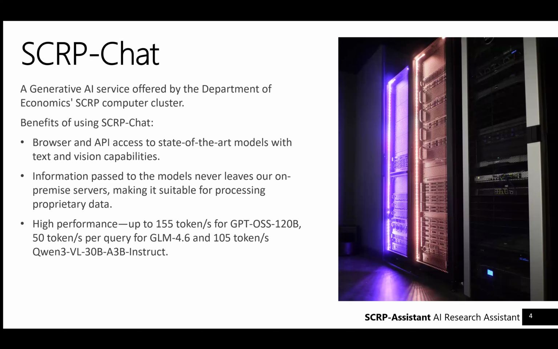This is much faster than what you can do with consumer hardware. So we can run open models like GPT-OSS at over 100 tokens per second. So it's very fast compared to what you can do on your own computer, right? And furthermore, I think this is very important for research postgraduate students: it's free, right?